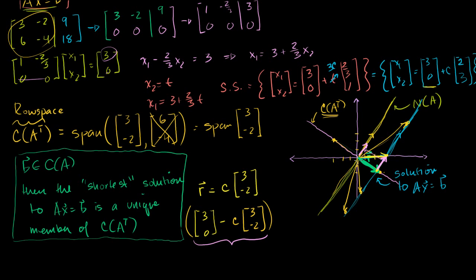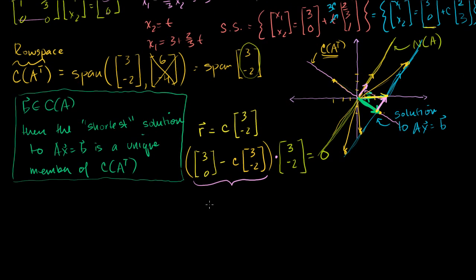So if I were to dot it with any member of my row space, it's going to be equal to 0. The row space is the orthogonal complement of the null space. So let me take the dot product of that with some member of my row space. Might as well just take the basis vector for my row space. That's a member of my row space. So if I dot it with 3, minus 2, that will be equal to 0. So let's see if we can solve for c.